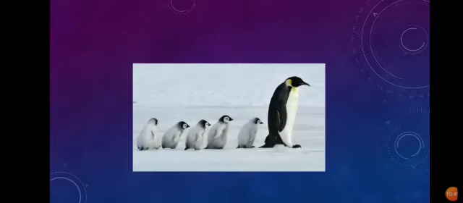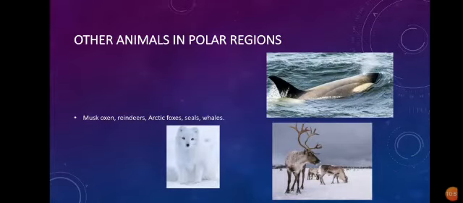Next, this is a picture showing the penguin. Always you will find that they are living in close association with each other. Now these are the other animals found in the polar region, generally musk oxen, reindeers, then Arctic foxes, seals, whales, and many other kinds of fish and birds are found in the polar regions, right.